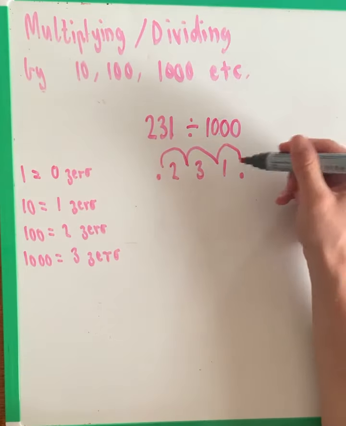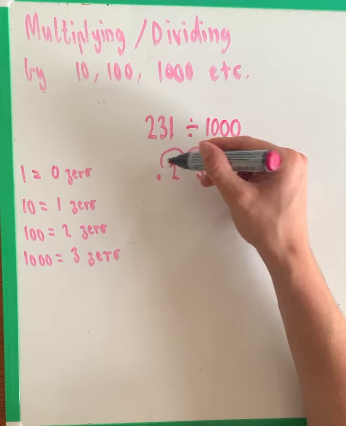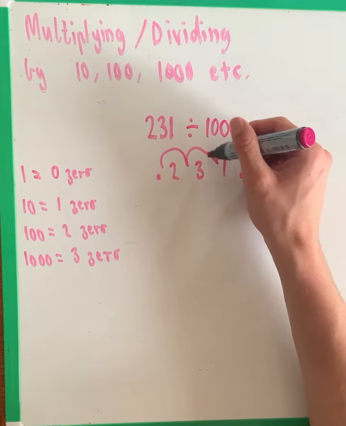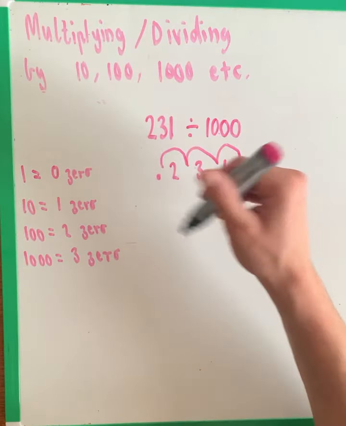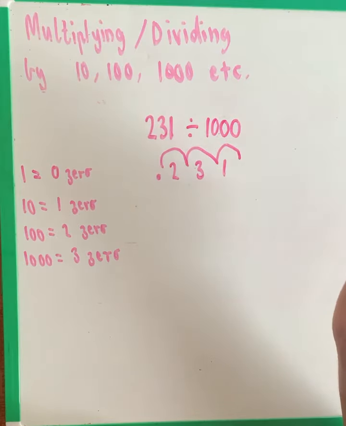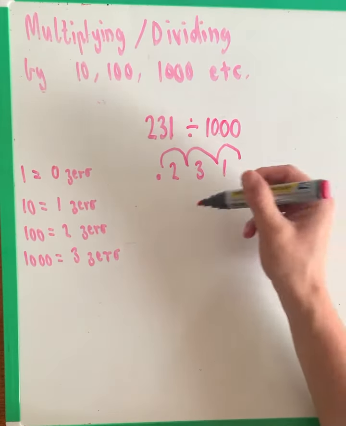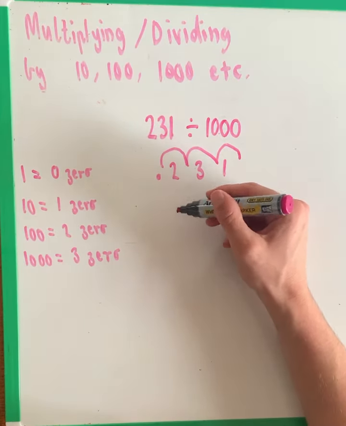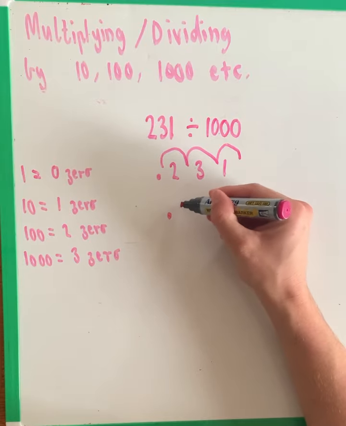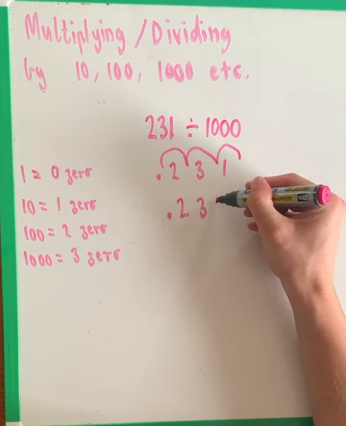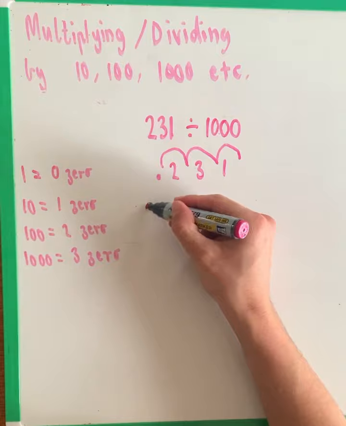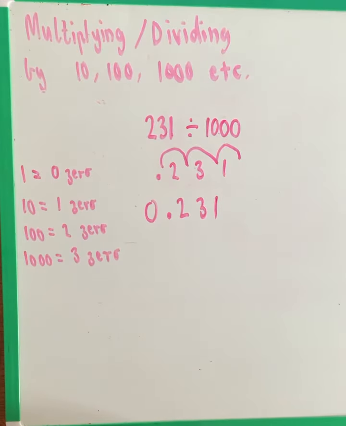When I make those jumps, I'm moving the decimal point further forward. Now the answer, 231 divided by 1,000, would be 0.231. And often people like to put a 0 there to remind them. And this would continue working.